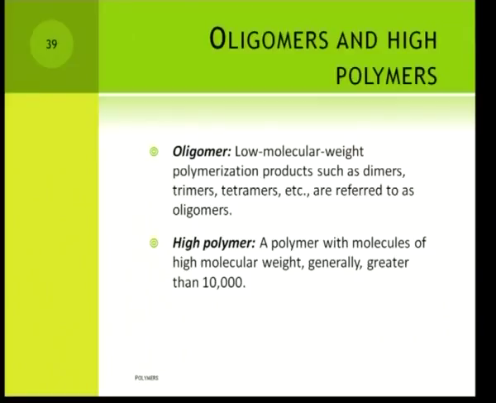Now, there are two different words. One is called oligomers, the other one is high polymers. Generally, this is one way of classifying your polymers.